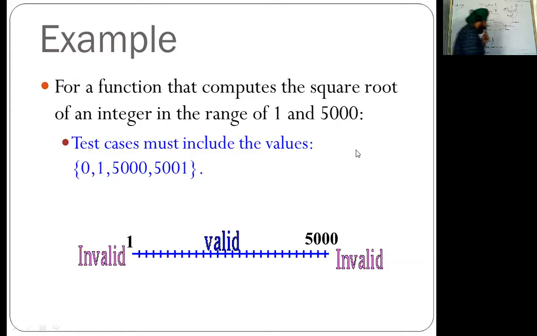So in boundary value analysis, we have to take only those values which exist at the boundaries, because while specifying a range, suppose I say between 1 and 5,000, some software does not include 1 and 5,000, and some operators do include 1 and 5,000. So this is the case of boundary value analysis. Next.